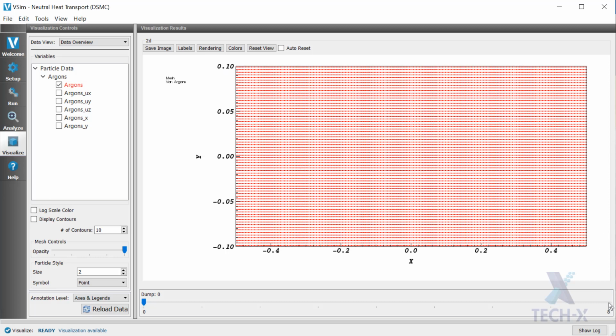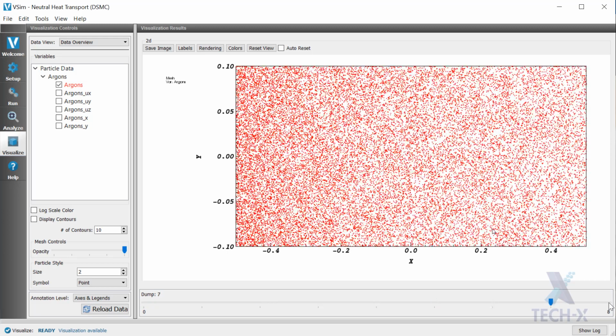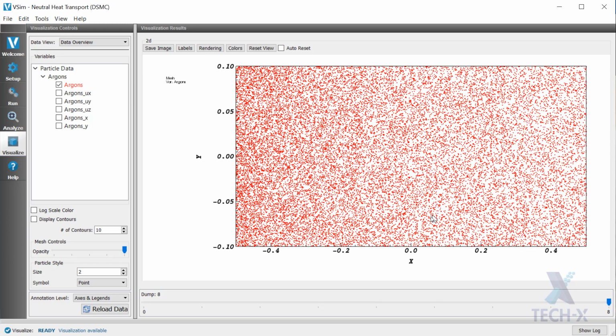And as I click through the time steps, we can see that the particles evolve in time, and we can see some overall characteristics of the argon as well. For instance, that on the left side of the domain, the argons are more dense, and on the right side, we see they're spaced out more. And this is due to the physics that's going on. On the left side, we have a cold plate, so these argons over here are colder. And on the right, the argons are warmer.